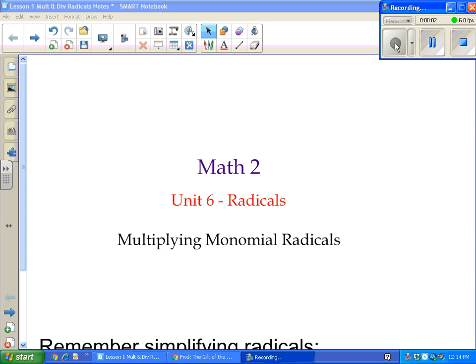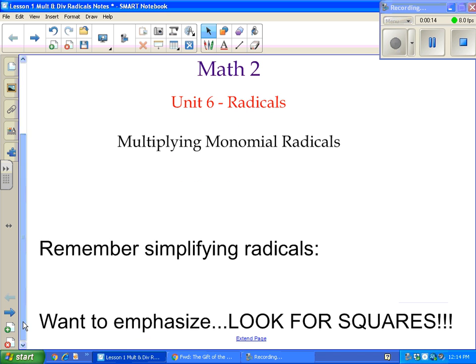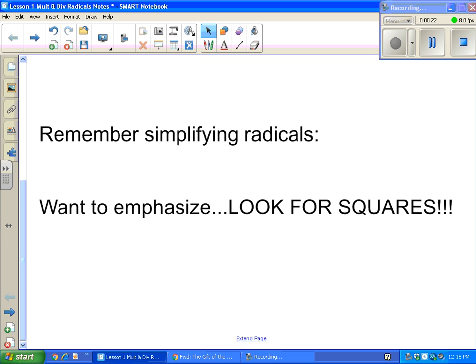Today we're starting a new unit on radicals, and we're going to be doing multiplying and a little dividing of monomial radicals that just have one expression multiplied times one expression. As we do this, I want to mention simplifying radicals, and we want to emphasize looking for squares. For example, when we did things like the square root of 20, sometimes students want to break that down into 2 times 10. I'm no longer going to let you do that.